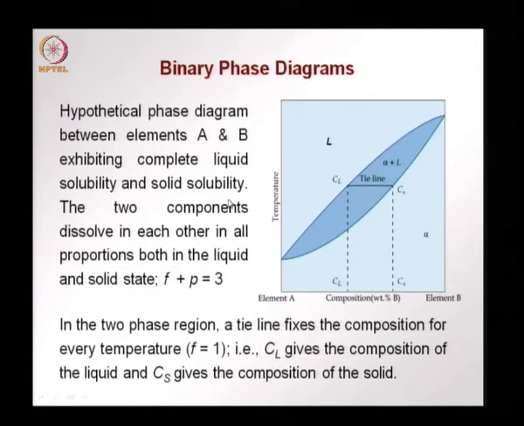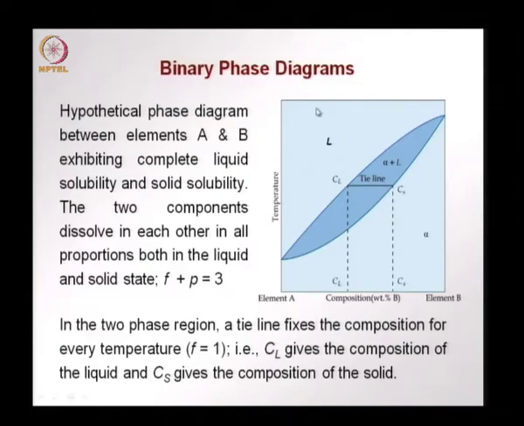So, let us take this binary phase diagram. It is a hypothetical phase diagram between two elements, element A and element B. We assume that these elements have complete liquid and solid solubility, that is, in both the liquid form and solid form they are completely soluble in each other, and the solubility is in all proportions both in liquid and solid state. F plus P becomes 3 in the Gibbs phase rule.